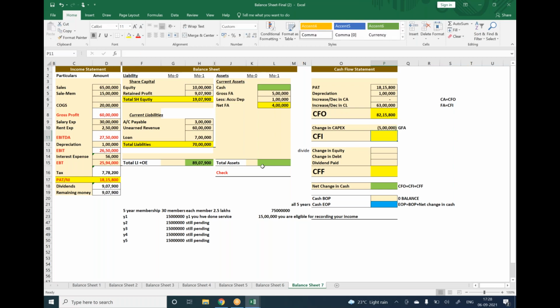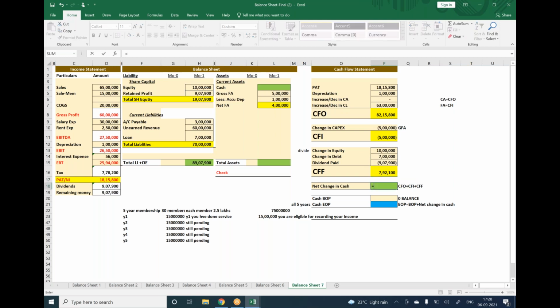Careful, don't make a mistake. Change in equity would be 10 lakhs. Change in debt, 7 lakhs. How about dividend paid? Very good. Equals minus 9. Add it up.